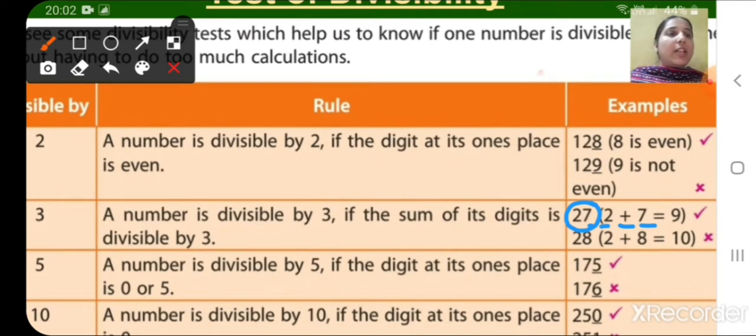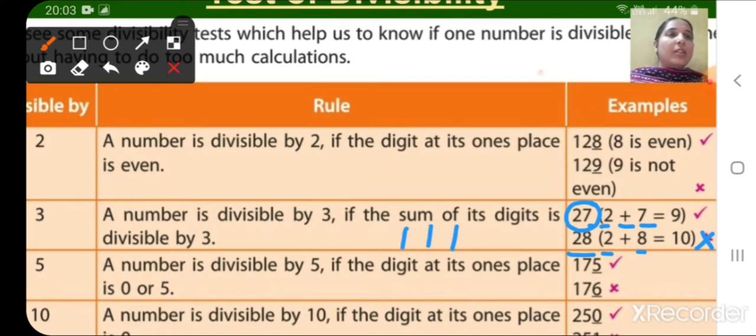Okay. Whereas, if you see number 28, you add here 2 plus 8, that will give you 10, which is not divisible by 3. So, 28 will not be divisible by 3. Okay. Now, let me give you one number. You just tell me whether it will be divisible by 3 or not.